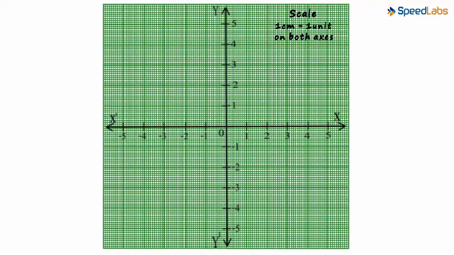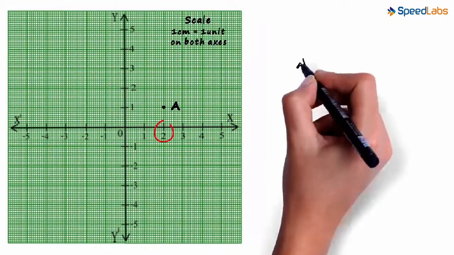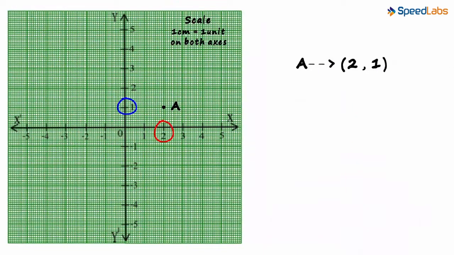So how does the graph paper make things simple? Consider this point A. What are its coordinates? Now we don't need to draw perpendiculars here since the lines are already present. We can see that the x coordinate is 2 and the y coordinate is 1. So we write the coordinates of A as (2, 1) in brackets.